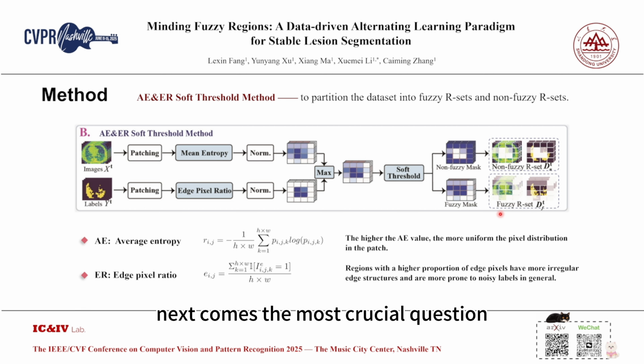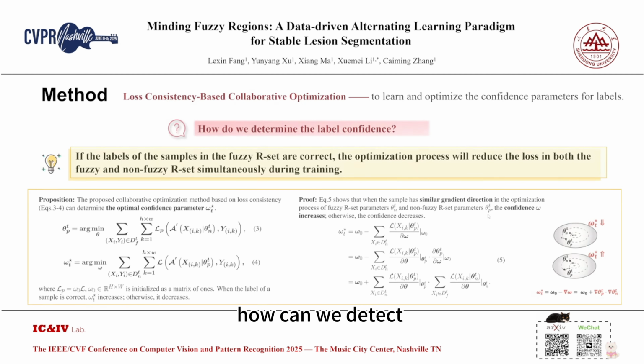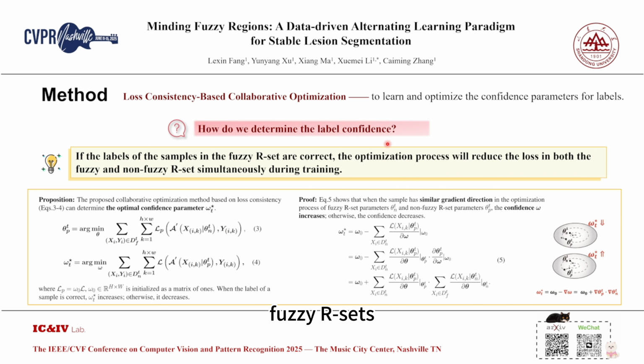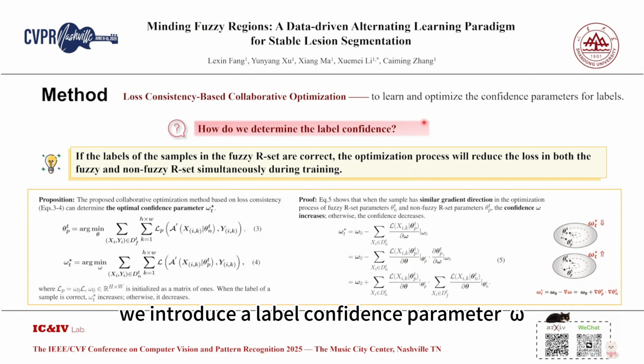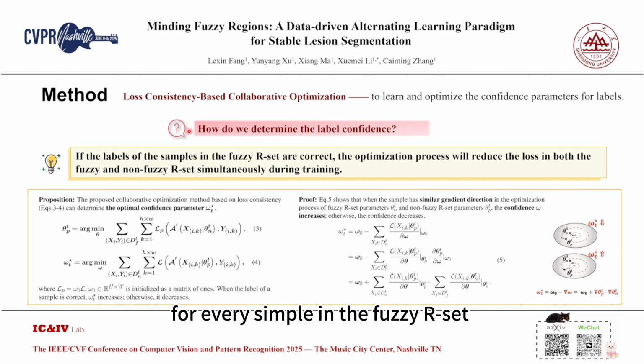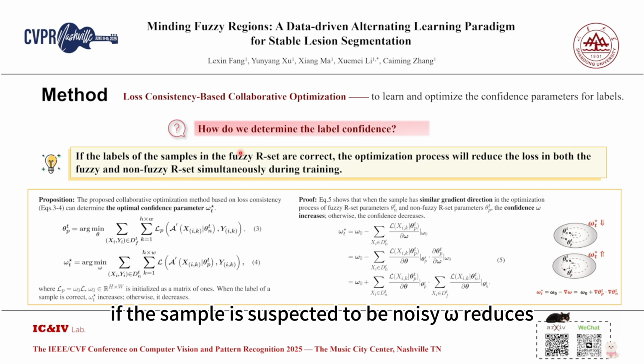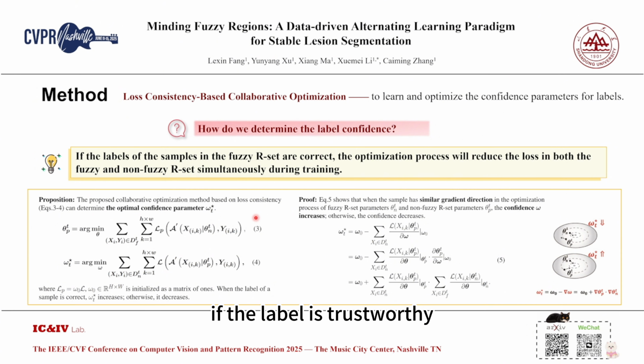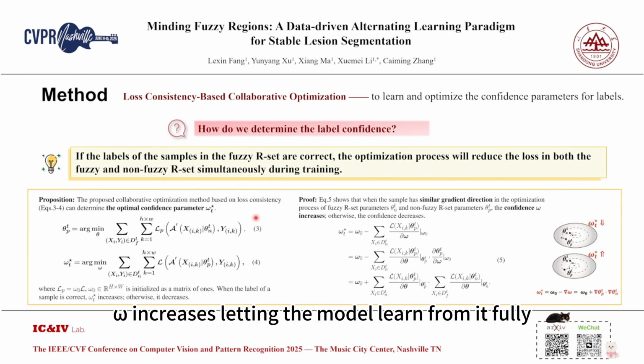Next comes the most crucial question. How can we detect and downweight the noisy samples that occur in the fuzzy set? We introduce a label confidence parameter omega. For every sample in the fuzzy set, we attach a trainable weight omega. If the sample is expected to be noisy, omega reduces, so its label contributes little to the gradients. If the label is trustworthy, omega increases, letting the model learn from it fully.